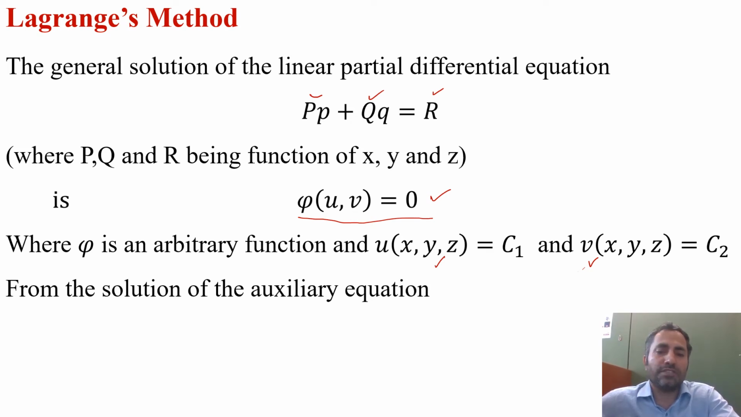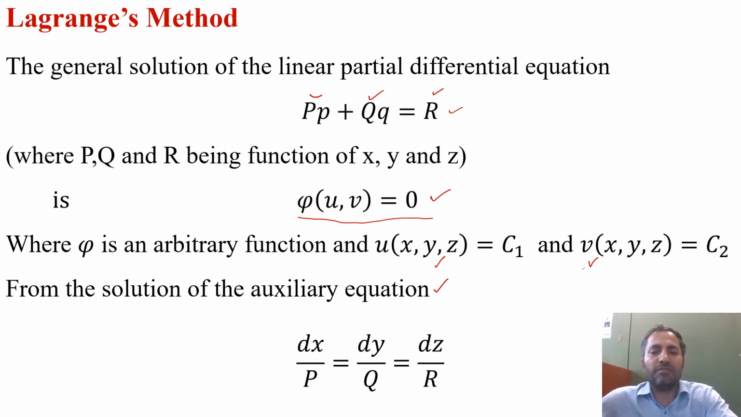Now let us talk about the solution of such auxiliary equations. The auxiliary equations are obtained from the given partial differential equation, and they are also known as subsidiary equations. The auxiliary equation is dx upon capital P is equal to dy upon capital Q and is equal to dz upon capital R. In type 1 you will see this type of auxiliary equation. In later types we will modify our auxiliary or subsidiary equations.